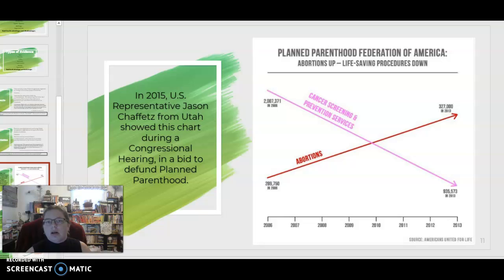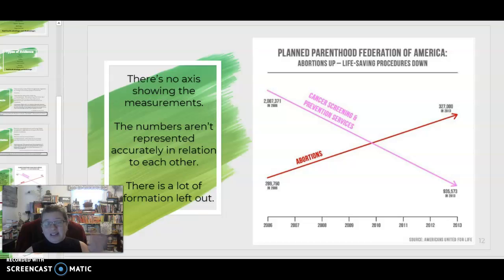If you look at that chart, it affects you emotionally, but if you look carefully at the numbers, you might find that there's no axis that shows the measurements, right? So we can't see whether or not these are in perspective. It's also true that the numbers aren't represented accurately in relation to one another. For example, on the right-hand side, abortions, the 327,000 number is actually much less than 935,000, which is the cancer screening number. So this is completely misrepresented, and there's a lot of information that is left out of this chart.